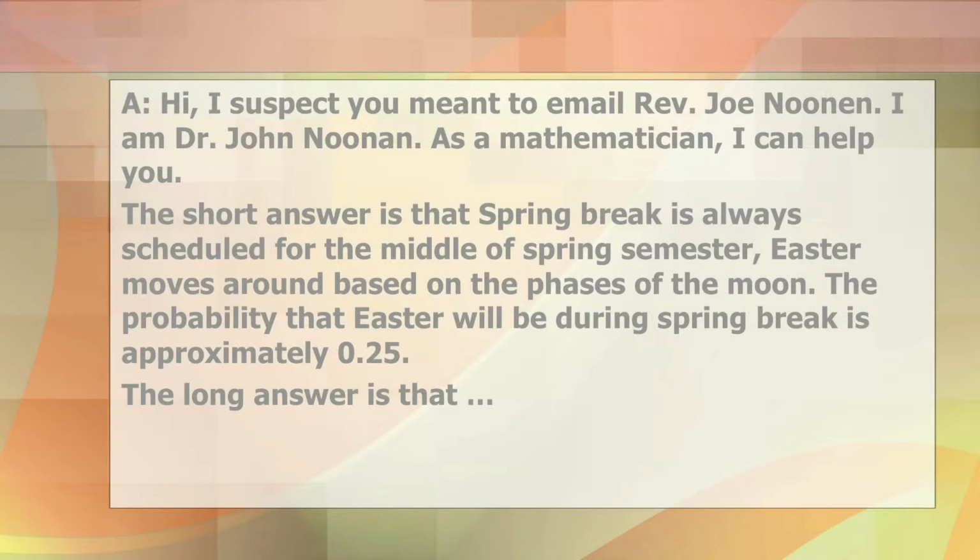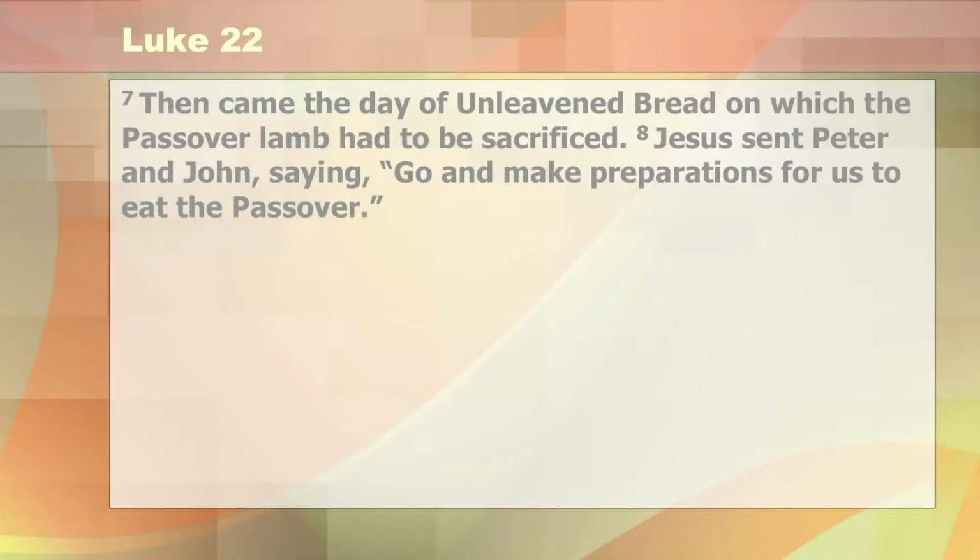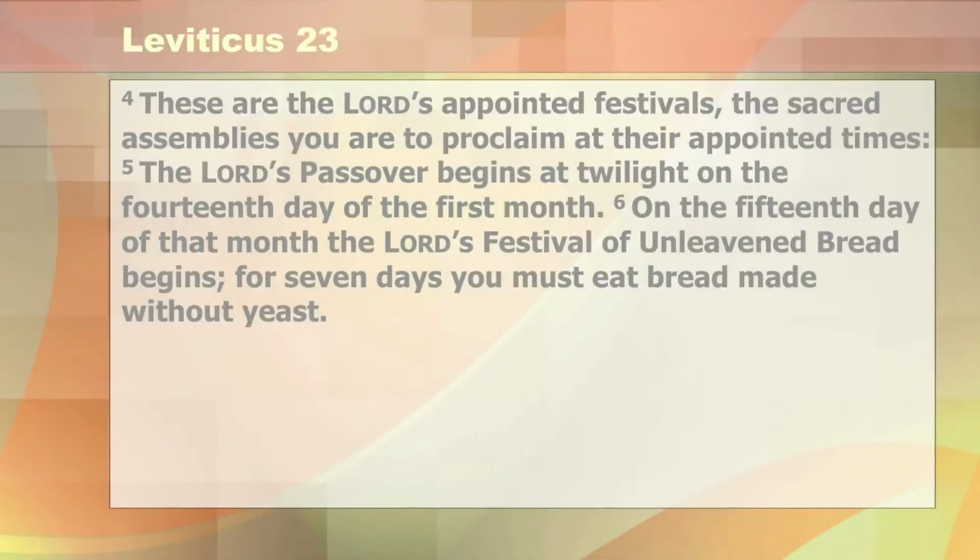I don't have the entire text here, but I launched into this. First off, we have to go back to Luke. In Luke, it says that then came the day of unleavened bread, when the Passover lamb had to be sacrificed. Jesus sent Peter and John, saying, go and make preparations for us to eat the Passover. This is, of course, the Passover that Jesus ate, the Last Supper, so to speak. If we want to know when Easter should be, we need to know when Passover should be. So we have to go all the way back to Leviticus. Leviticus says, these are the Lord's appointed festivals, the sacred assemblies that you are to proclaim at their appointed times. The Lord's Passover begins at twilight on the 14th day of the first month.